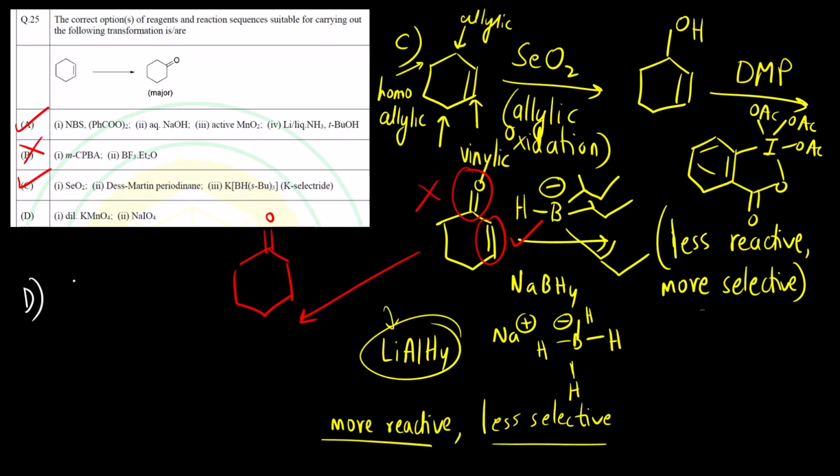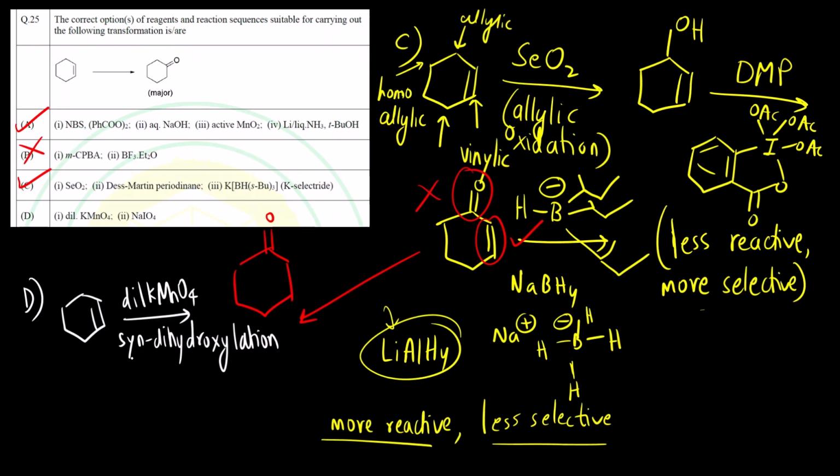Now D1, first one is alkene reacting with dilute KMnO4. Now what will happen? KMnO4 undergoes syn dihydroxylation. Syn means same, di means 2 groups, hydroxy means OH. So from the same side, 2 hydroxy groups will be attached, with the same stereochemistry, let's say above the plane.